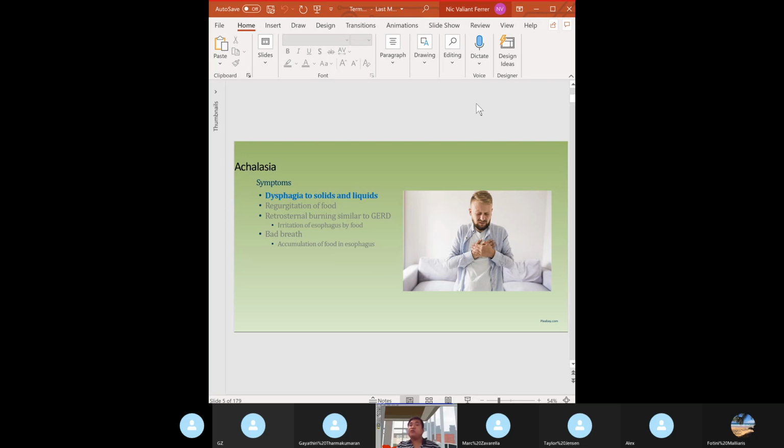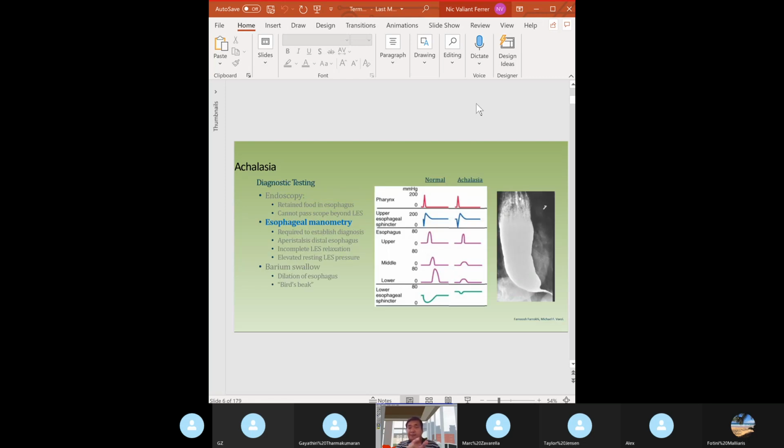What are the symptoms? Dysphagia to both solids and liquids. You can have regurgitation of food. You can have retrosternal burning, similar to GERD, right? And sometimes, because the food accumulates in the esophagus, you can have bad breath. Look at the esophageal manometry tracing, right? So how are we going to test achalasia? Via endoscopy. But what's wrong? You cannot pass the scope beyond the LES, the lower esophageal sphincter. And when we look at esophageal manometry, what happens? You can see no peristalsis in the distal esophagus. Due to what? Incomplete lower esophageal sphincter relaxation.